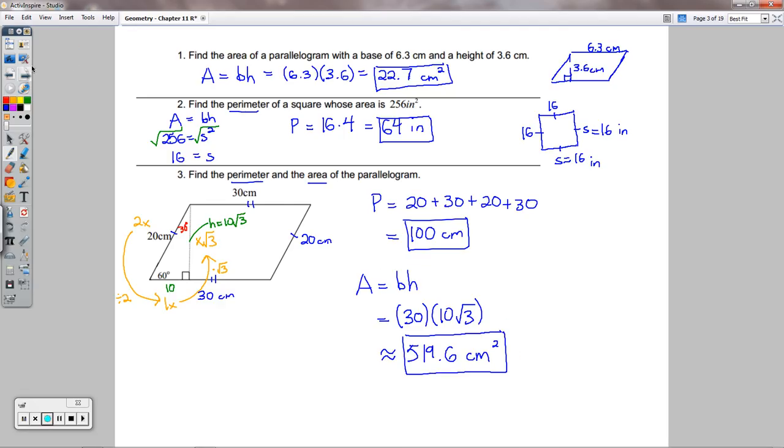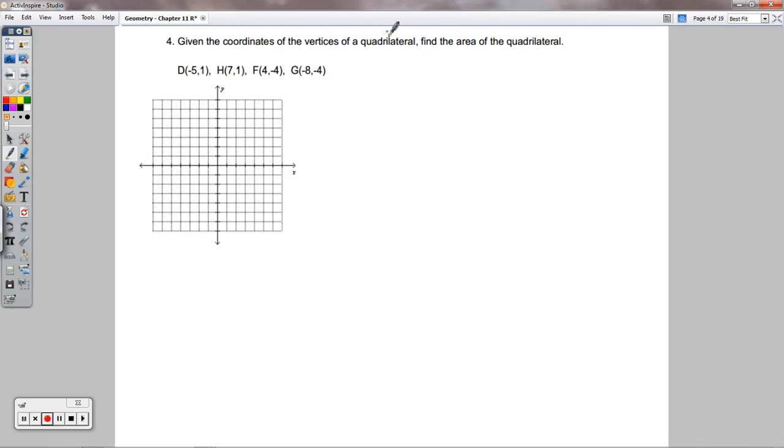Number 4 says, given the coordinates of the vertices of a quadrilateral, find the area of the quadrilateral. So here's the given vertices. Let's plot those points. Negative 5, 1: 1, 2, 3, 4, 5, and 1 right there. That's point D. 7 and 1: 1, 2, 3, 4, 5, 6, 7, and 1. That's going to be point H. 4, negative 4: 4, and then down 4. That's F, and then negative 8, negative 4. That's going to go back one farther than what the graph goes to, so we'll just go off the graph a little bit. That's going to be G.